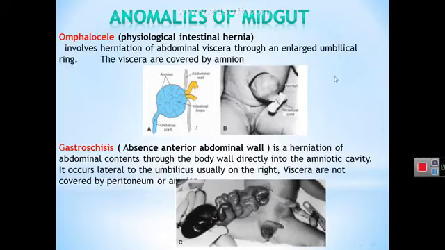Anomalies of the midgut. First one is the omphalocele, physiological intestinal hernia. It involves herniation of the abdominal viscera through an enlarged umbilical ring. The viscera, which may include liver, small and large intestines, stomach, spleen, or gallbladder, are covered by amnion.